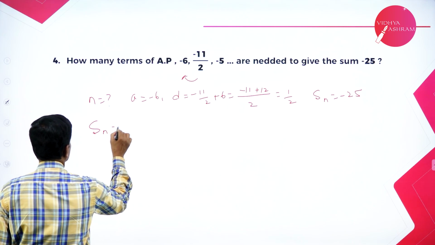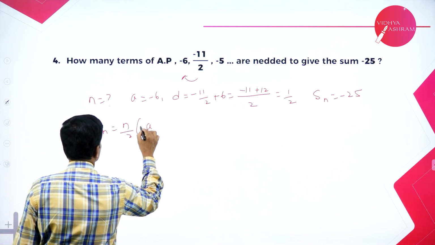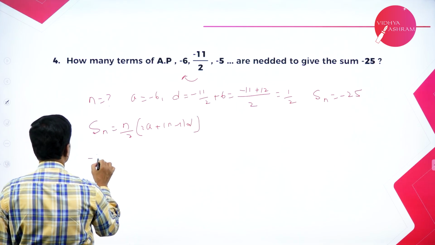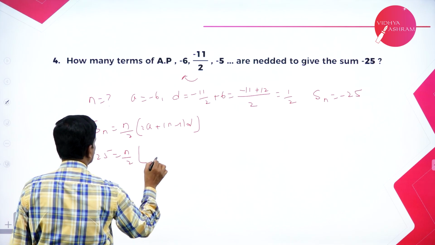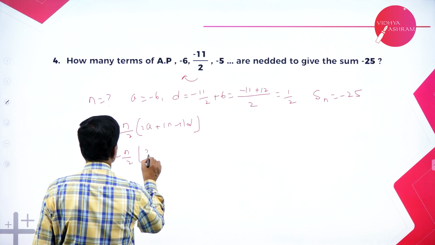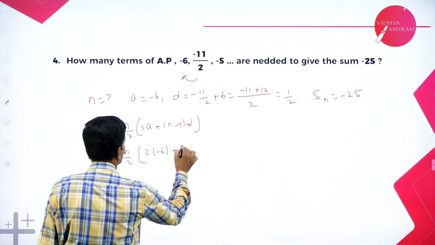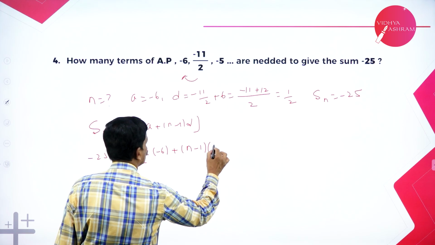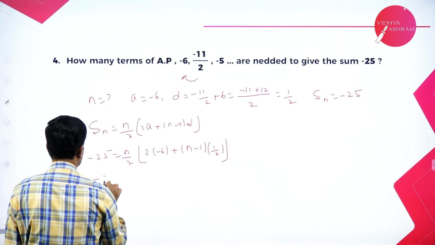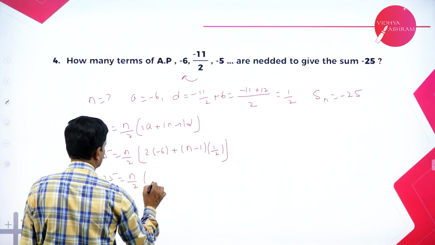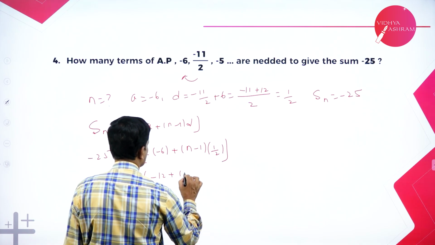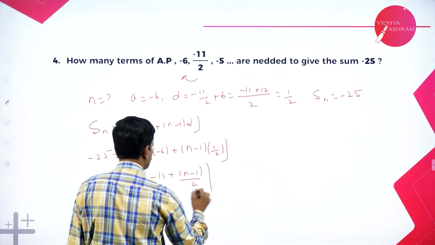So we know Sn is equal to n/2 into (2a plus (n minus 1) into d). Sn, what is given? -25 is equal to n, which we don't know, into... So -25 is equal to n/2 into 2 times a. What is a? a is -6. n we don't know, (n minus 1) into d. d is 1/2. Now -25 is equal to n/2 into (6 twos are 12, -12 plus (n minus 1) divided by 2).